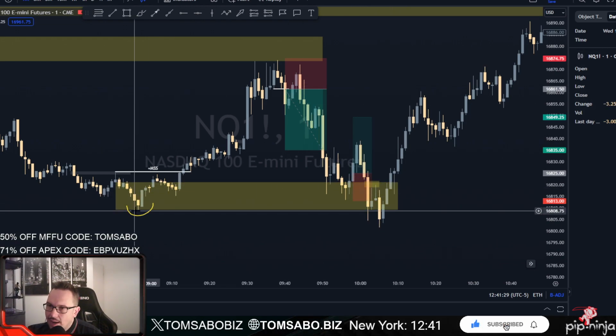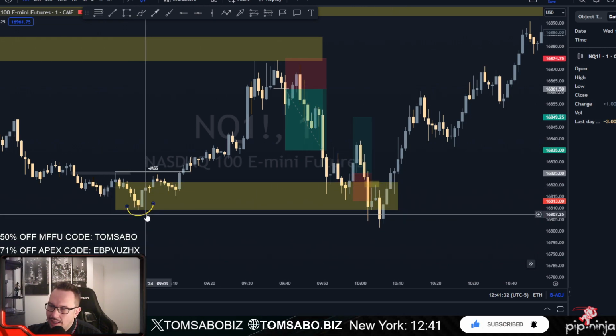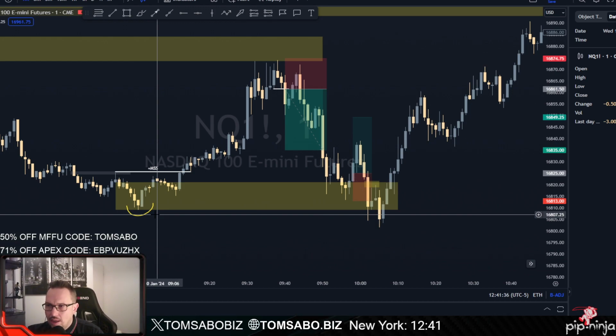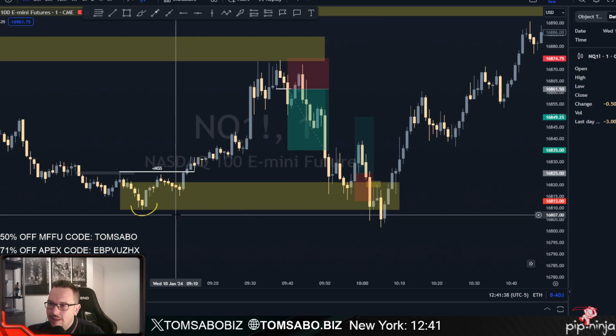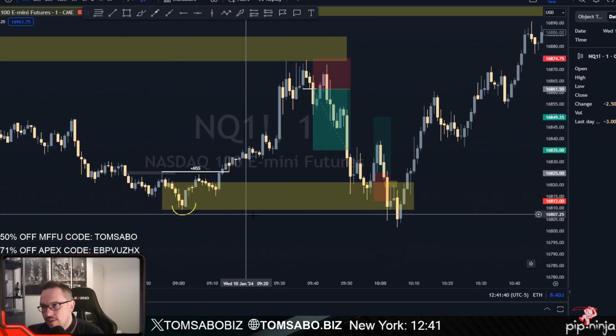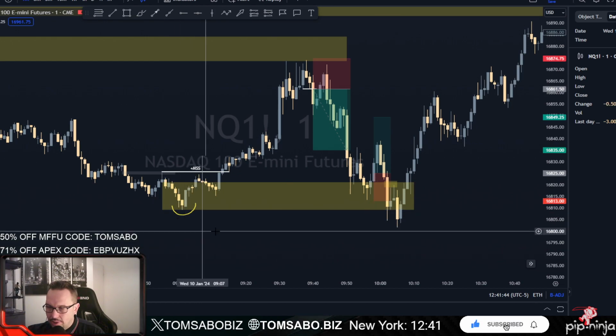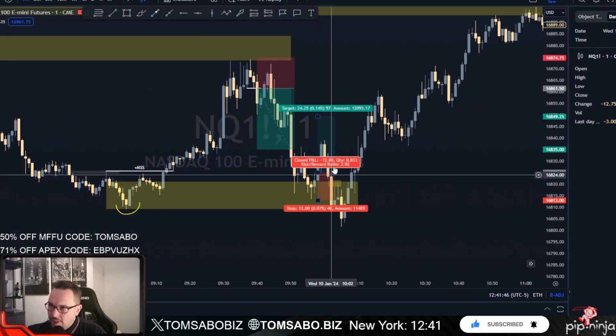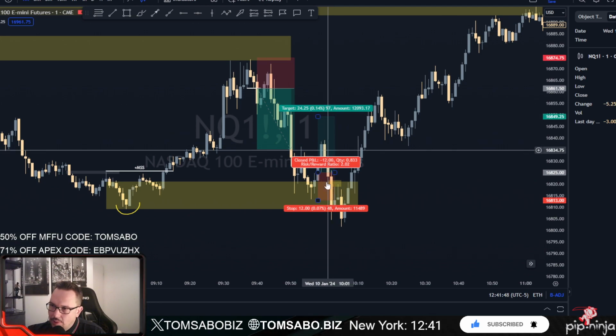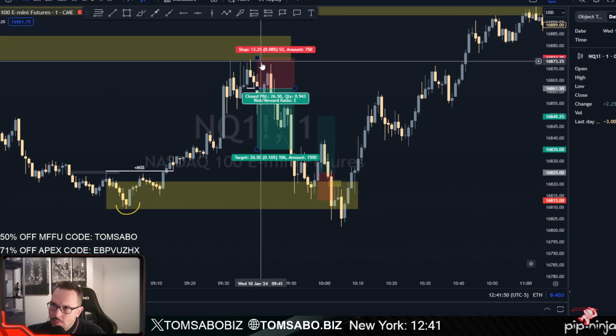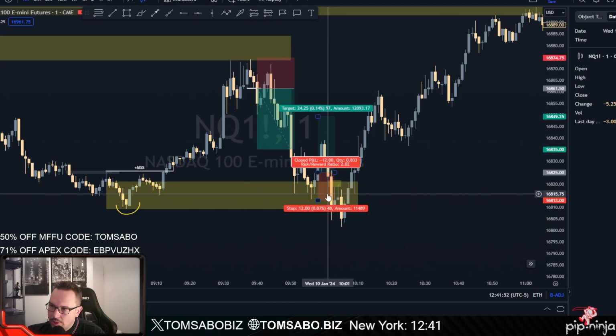So I would like to see this low being taken out, and that's why I'm saying you have to know market structure before you make the final decision. Even if you see the order block, you have to take these things into account, you know. So even if I take this trade with a 1 to 2, we lost 1R. So we made 2R on this, we lost 1R on this one.